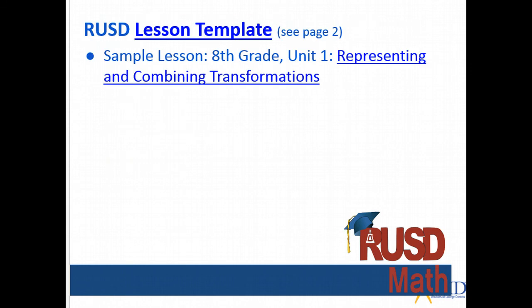Now there's another document on Haiku that we'd like for you to look at. It's the RUSD lesson template. So find that, pause the tape, take a look at it. The one we want you to look at is the sample lesson for 8th grade, Unit 1, which is on representing and combining transformations. On the left-hand margin, you'll see the actual places where something in the lesson addressed the EL learners, and something in the lesson addressed our GATE students. So look for those specifically and see how easy it would be to also add those to any lesson that we teach.